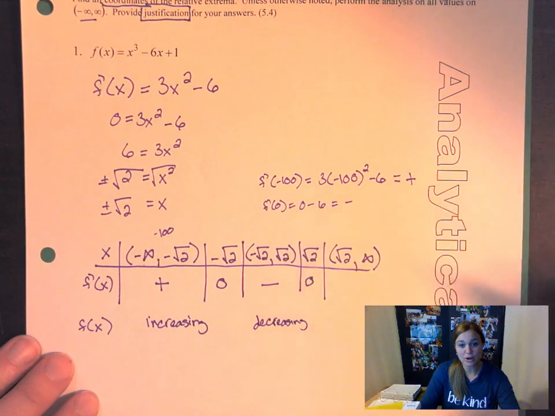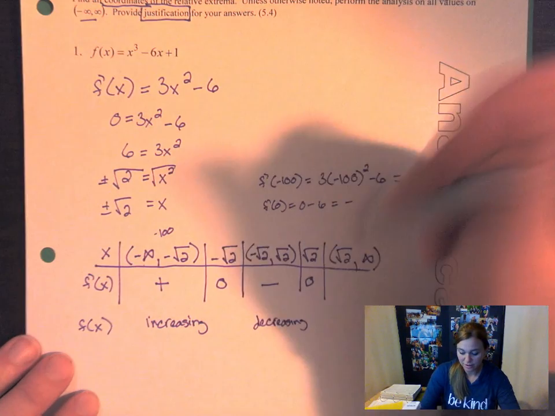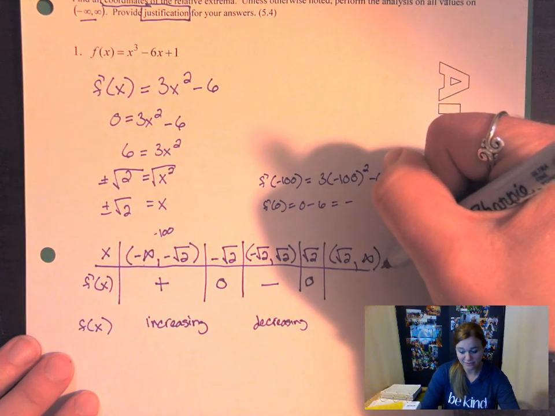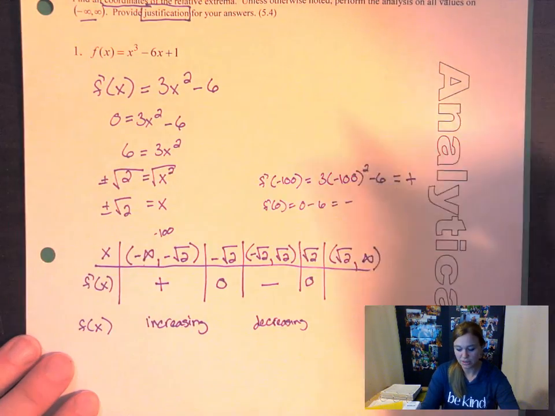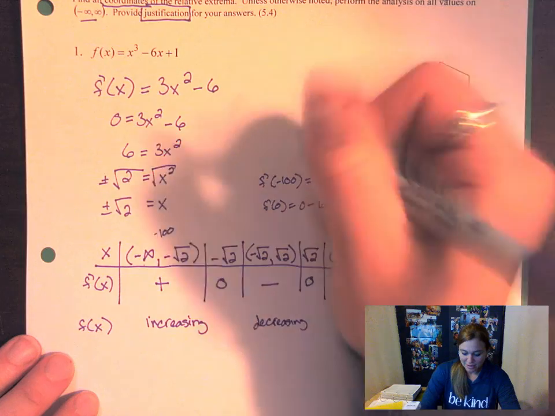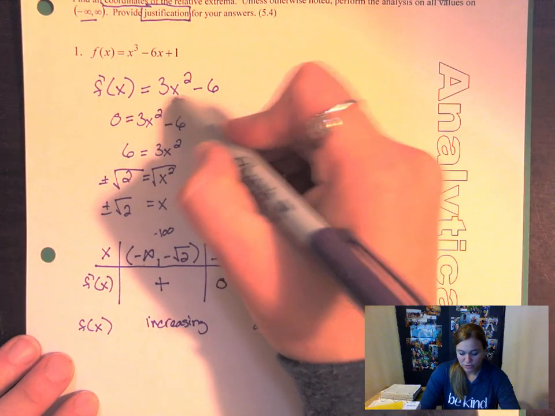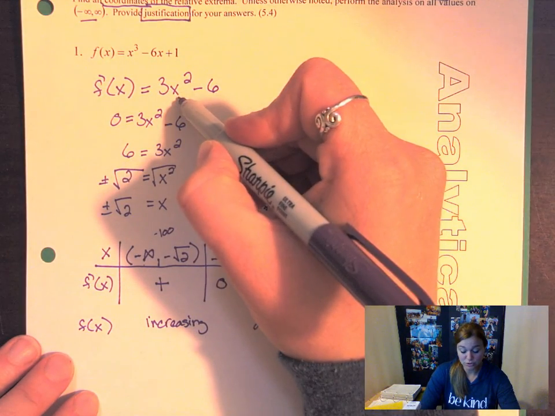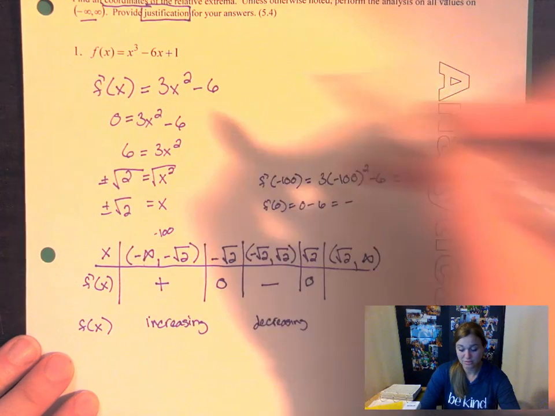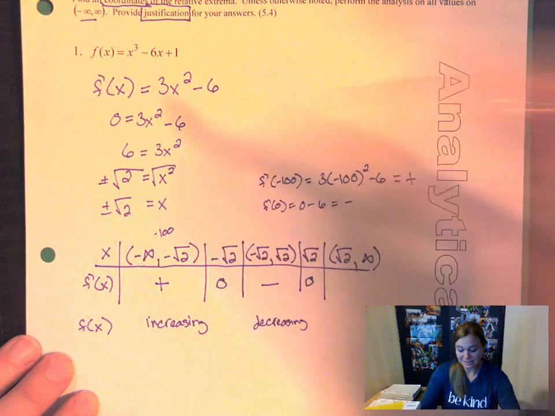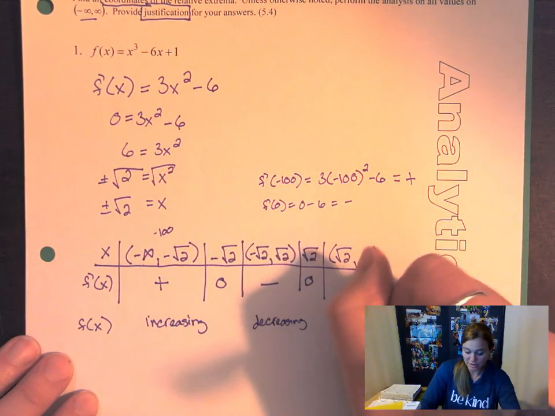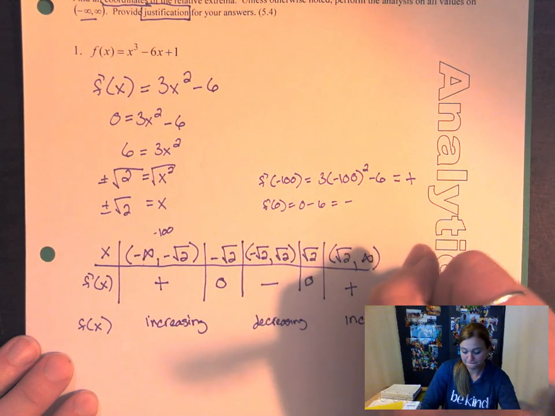And then from square root of 2 to infinity, I'm sorry, positive 5,007. I was doing this one. If I take this number and I say f prime of 3 times a positive huge number squared, positive huge number, minus 6, still positive. So that means f of x is increasing.